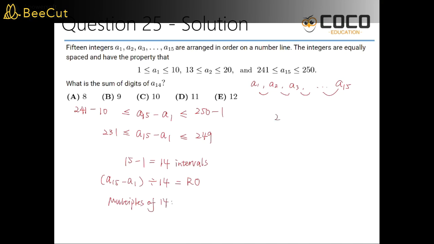And of course, you can take the number 249 and divide by 14. So this gives us 17, remainder 11. Then the largest multiple of 14 will be 14 times 17. It's 238. Okay. So within this range, there is only one multiple of 14, 238. It means the difference between them equals 238.